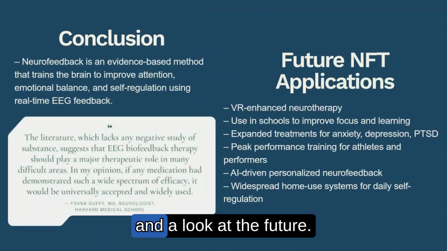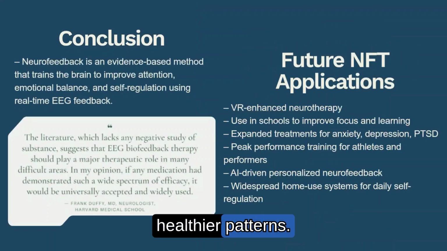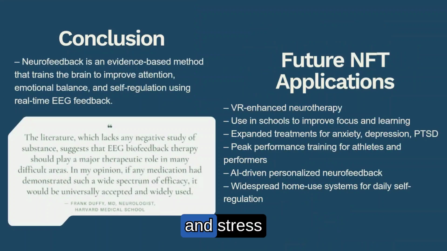Finally, let's wrap up with a summary and a look at the future. In conclusion, neurofeedback is a scientifically grounded method that empowers the brain to learn healthier patterns. By combining EEG technology with real-time feedback, individuals can improve attention, emotional stability, and stress regulation.